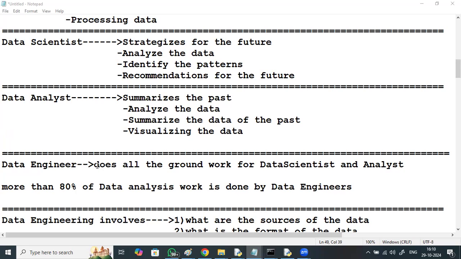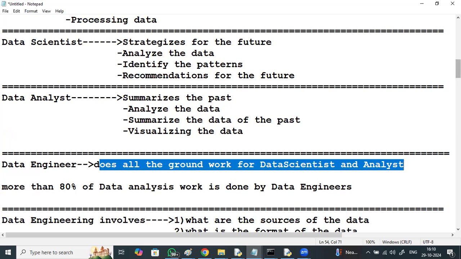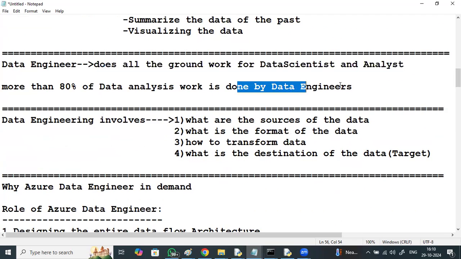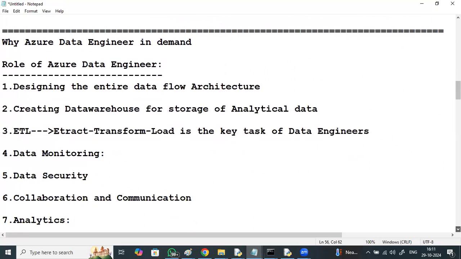Data engineer does all the groundwork for the data scientist and data analyst. More than 80% of the data analysis work is done by data engineers. Data engineering involves what are the sources of the data, what is the format of the data, how to transform data, and what is the destination of the data, that is the target. And why is Azure Data Engineer in demand, and what is the role of Azure Data Engineer.